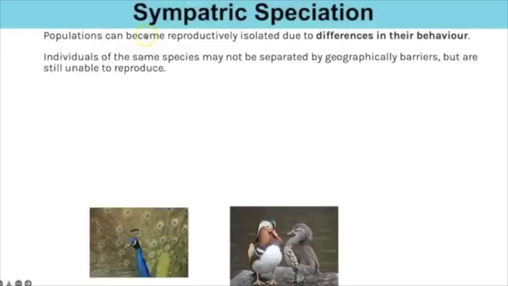Sympatric, we said, is when the populations become reproductively isolated, and this is due to differences in their behaviour. So they are not geographically isolated, they are in the same area, but they still won't reproduce.